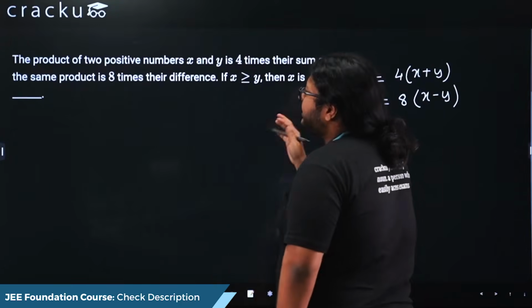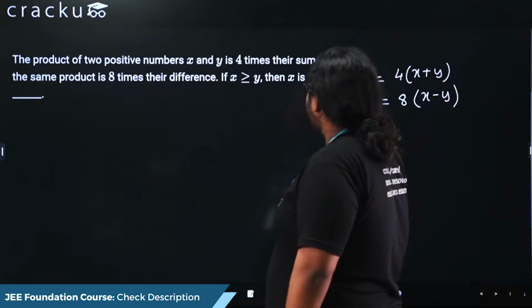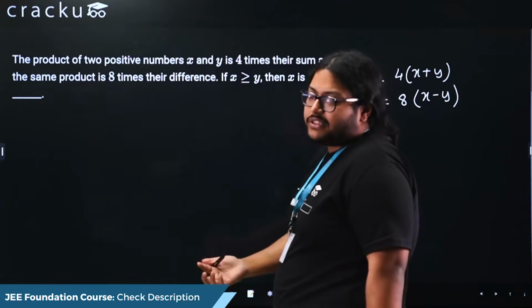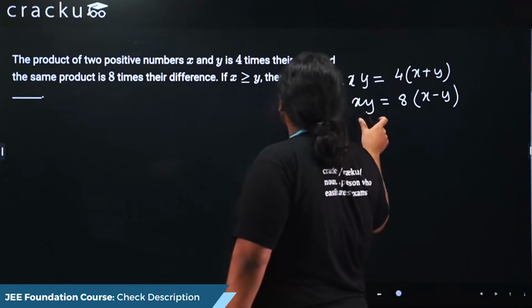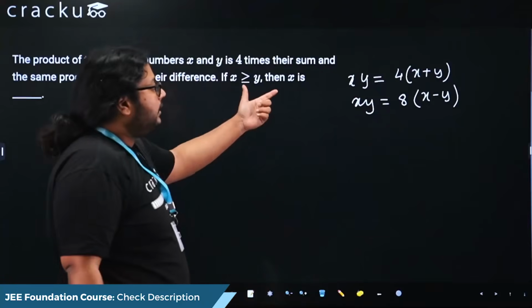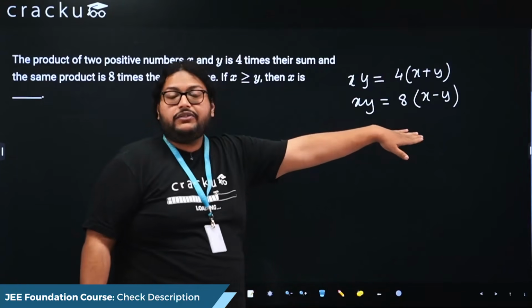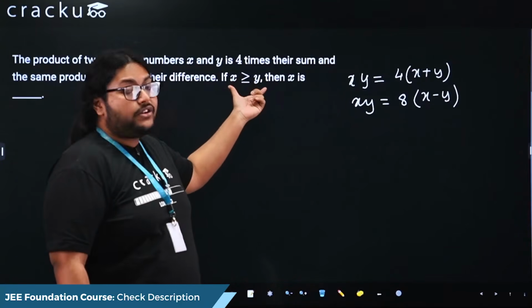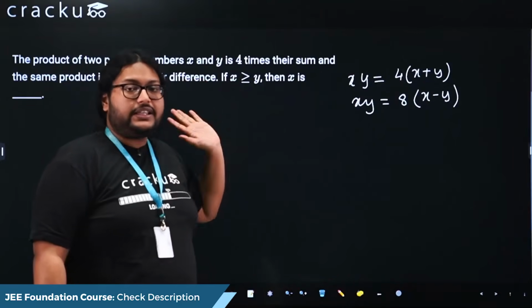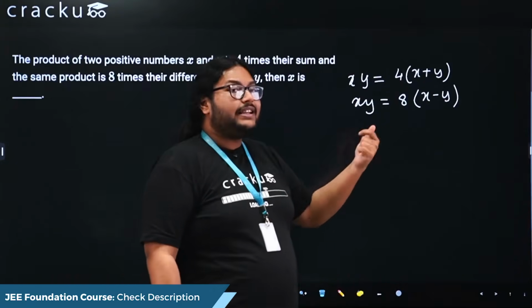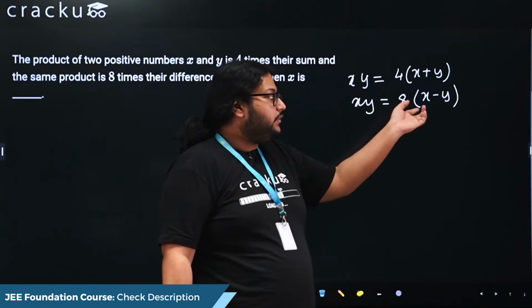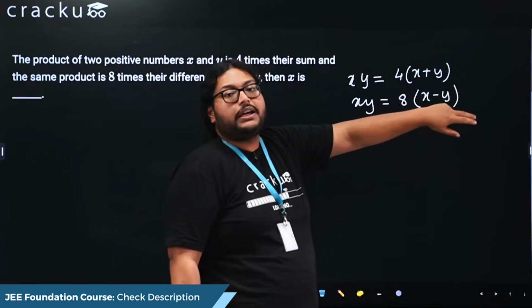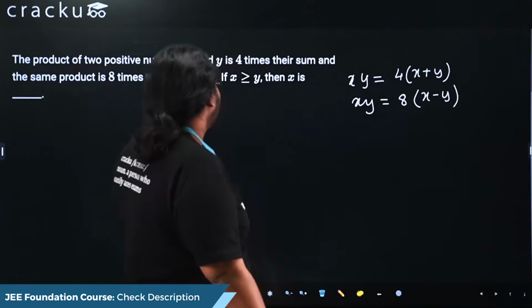Why can I do that? Because x and y are positive, so the product xy is also going to be positive. So if I know that this product is going to be positive, then I have to take x minus y. I can't take y minus x because x is greater than or equal to y. So x minus y is greater than or equal to 0. Y minus x is less than or equal to 0. And if it was negative, then this side would become negative. So I can write this.